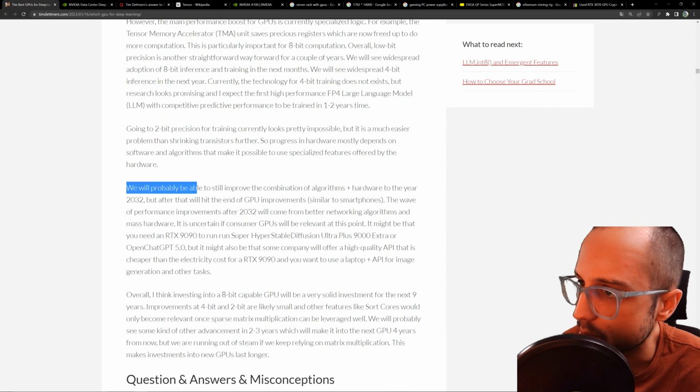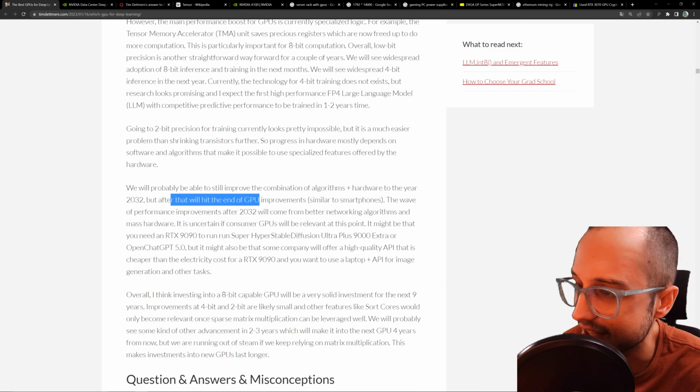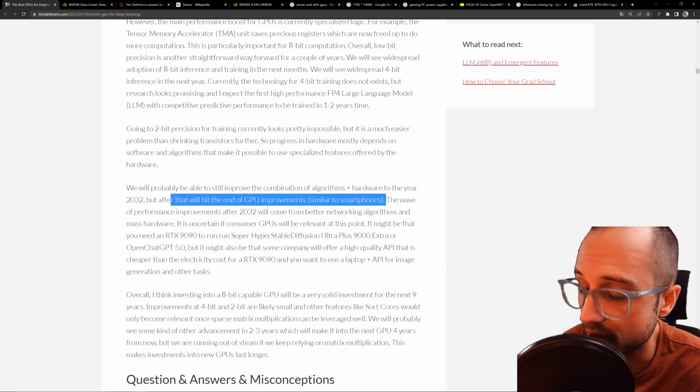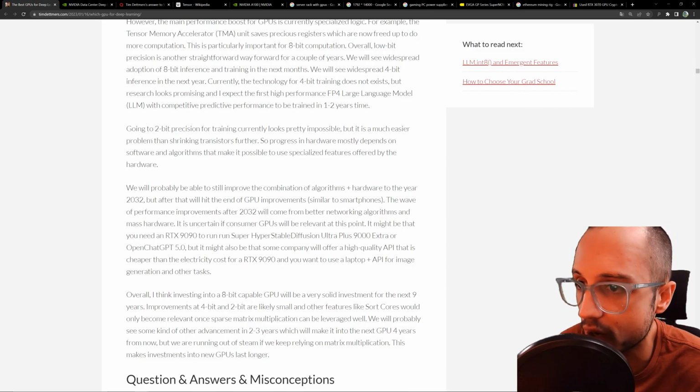We'll probably be able to improve the combination of algorithms and hardware until the year 2032, but after that we will hit the end of GPU improvements, similar to smartphones. So we're kind of on the plateau here. The wave of performance improvements after 2032 will come from better networking algorithms or things like optical computing and quantum computers. That could be the next way that we achieve 10x in scale and then 10x over that.